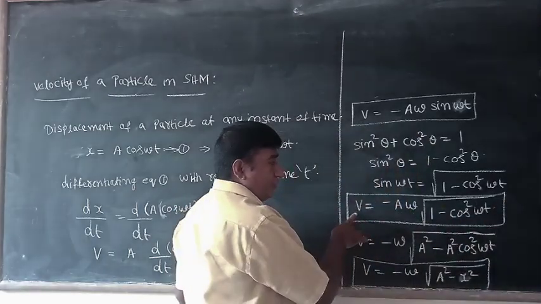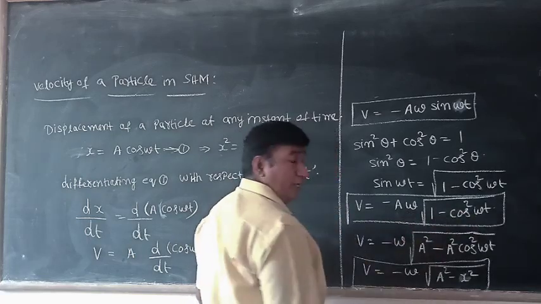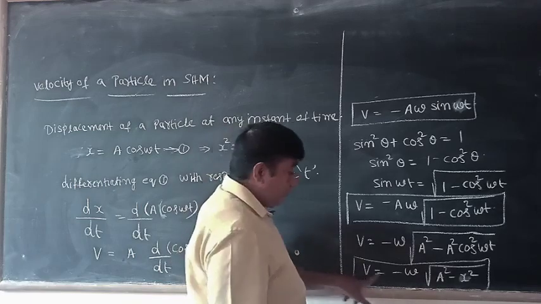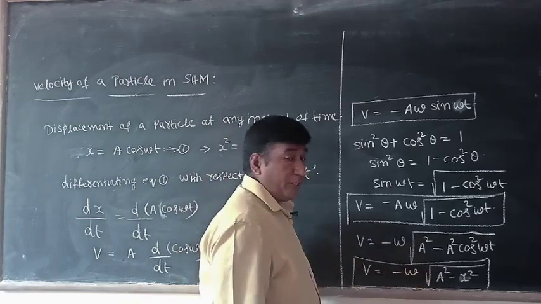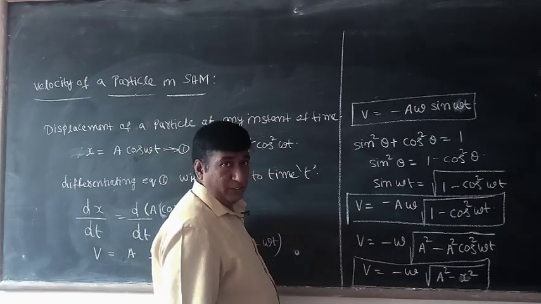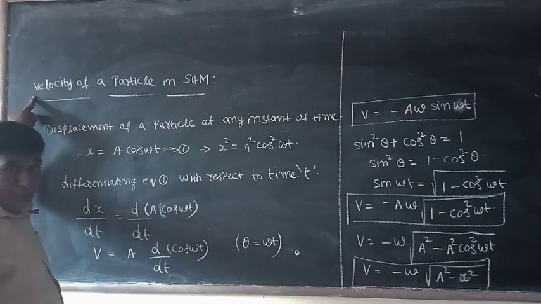So we can write v is equal to minus a omega root of 1 minus cos square omega t, or in terms of displacement, which we can write here as v is equal to minus omega root of a square minus x square. Is it clear, ma'am? So this is regarding the velocity of a particle in SHM.